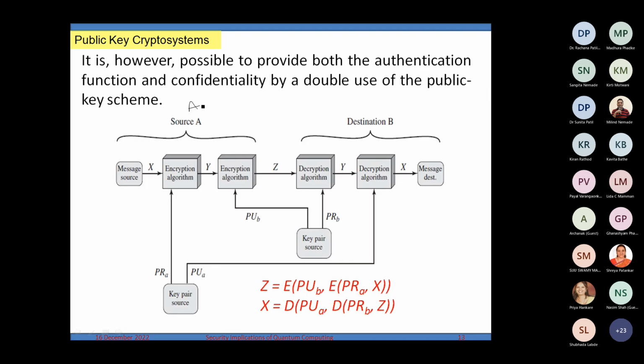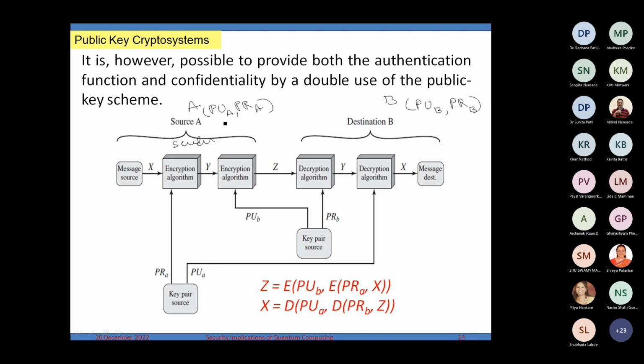Imagine A is sending a message to B. What would A do? A takes that message; that means the sender takes the message and performs the encryption algorithm. Before performing, I'll talk about the key pair. So A has a pair of keys, that is the public key of A and the private key of A. Similarly, B also has a public key of B and a private key of B.